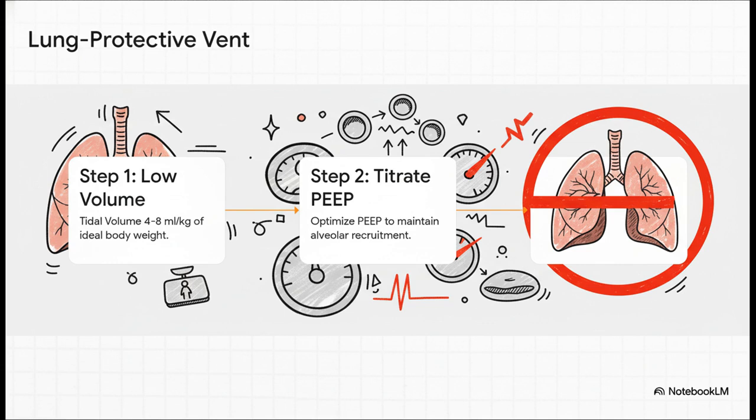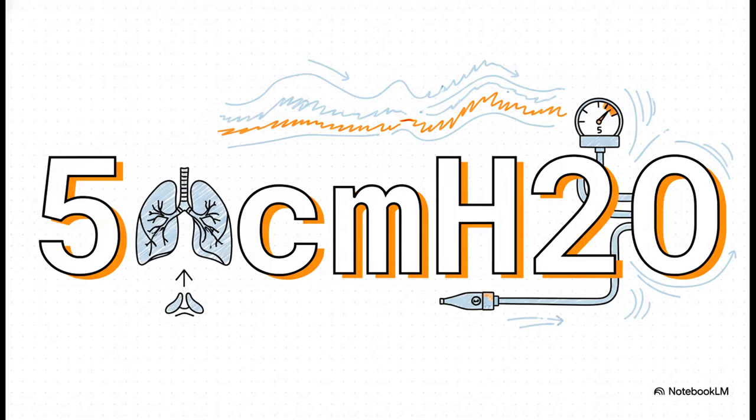Step 1. Low tidal volumes, always based on ideal body weight. Step 2. Carefully titrate your PEEP to keep the alveoli propped open. And Step 3. Keep a close eye on your plateau pressure and keep it under 30 to avoid overstretching those delicate lung units. And speaking of PEEP, what's the bare minimum?